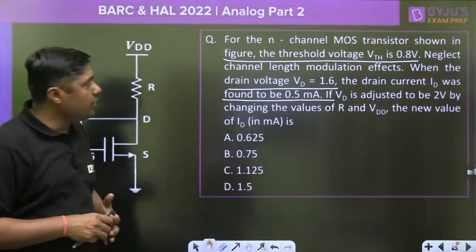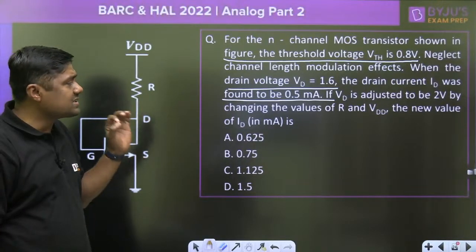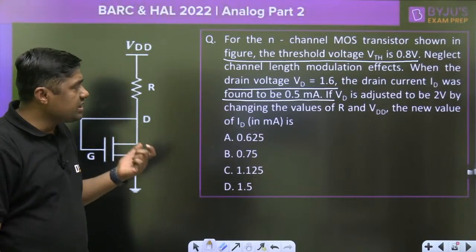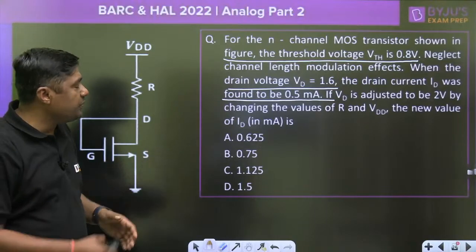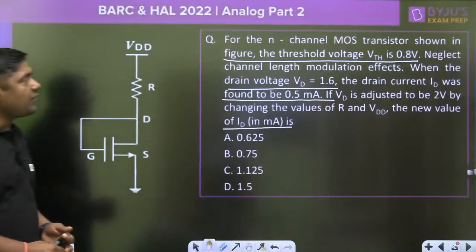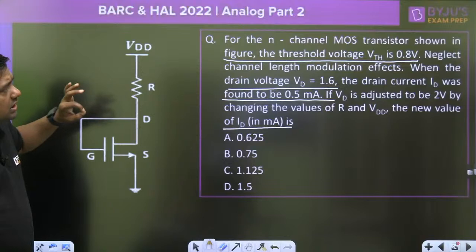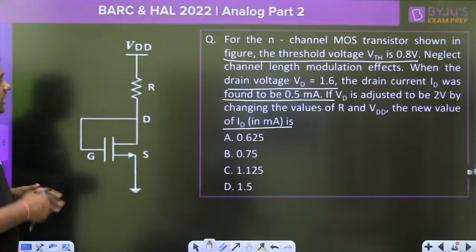Drain current ID is found to be 0.5 milliampere. If VD is adjusted to be 2 volt by changing the values of R and VDD, the new value of ID is? This is the question. For an n-channel MOS transistor, the threshold voltage is 0.8 volt.